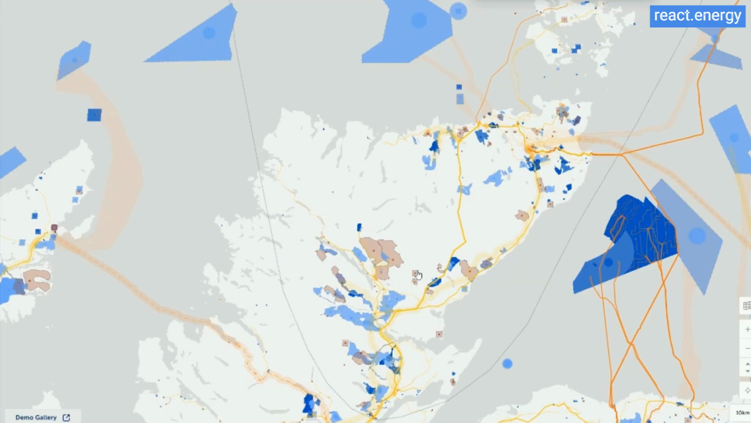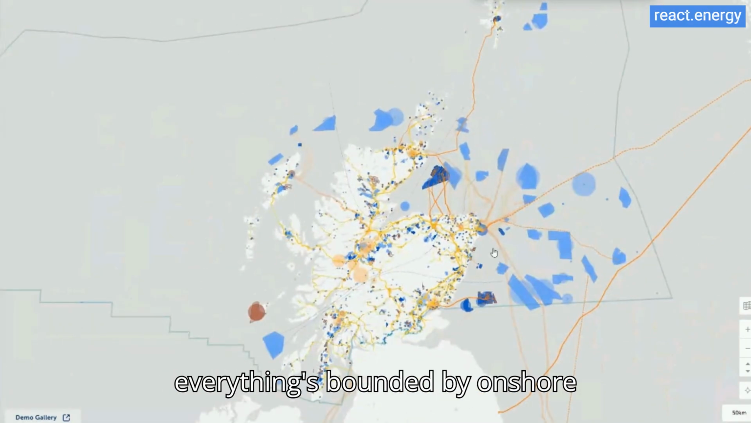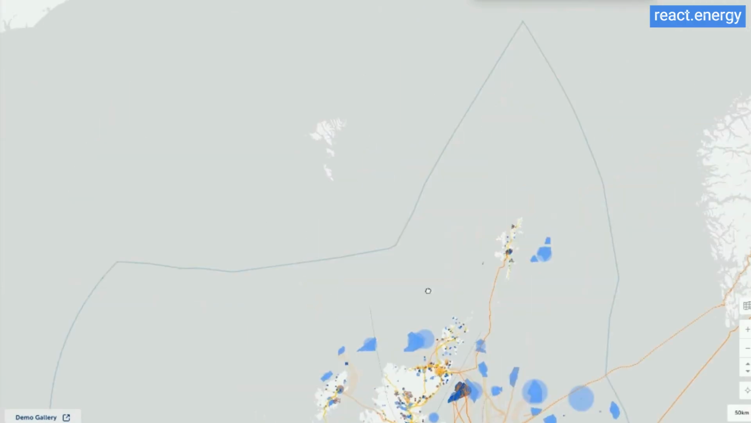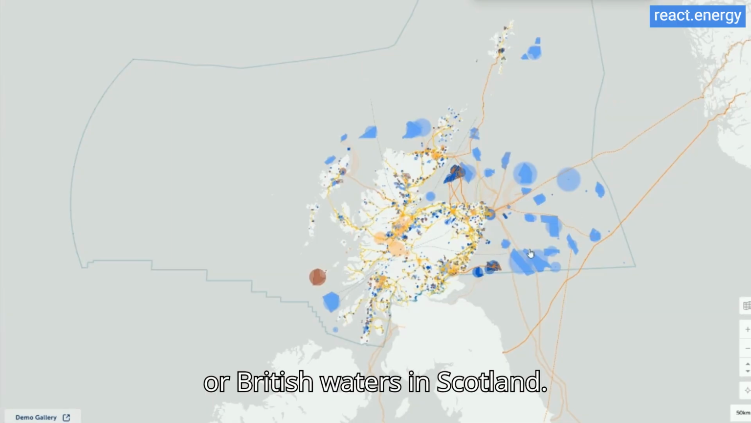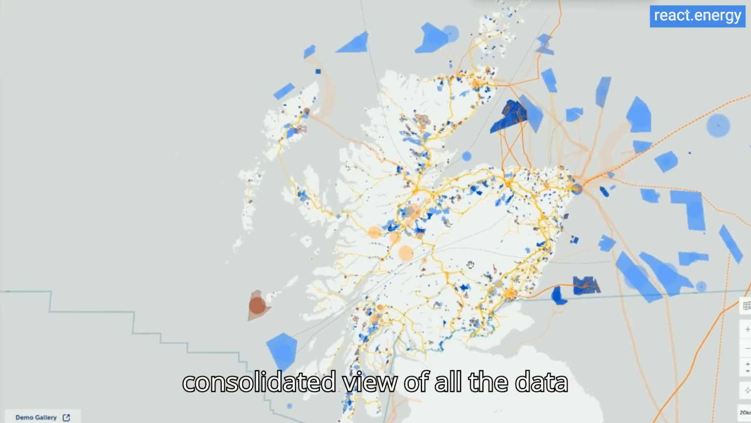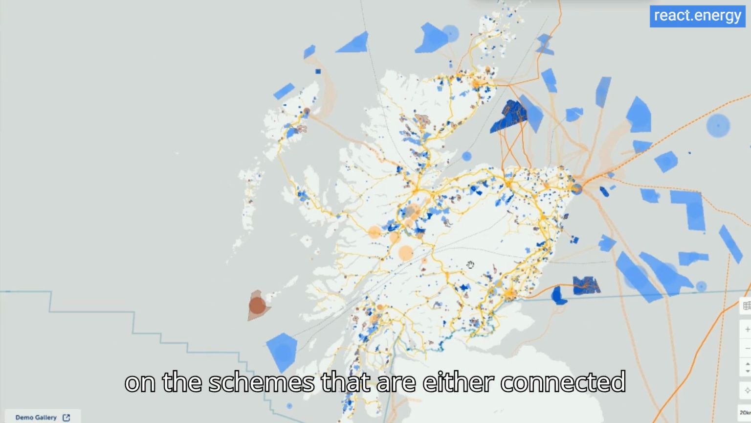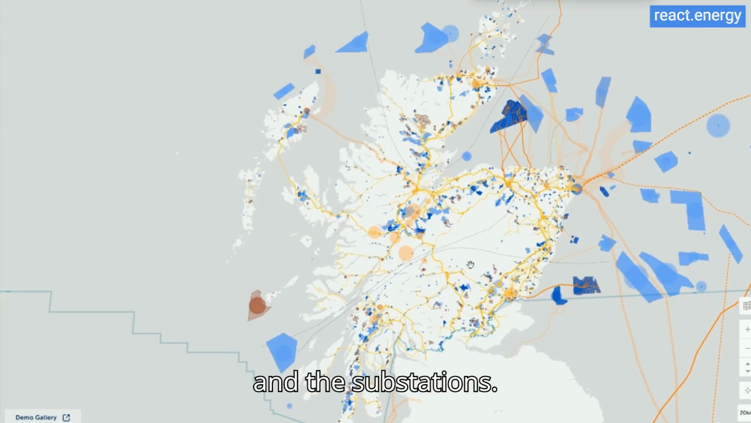By default, if you load up the map for the first time, what you'll see is that everything's bounded onshore by the SSEN license area, and then we've extended this offshore to the extent of British waters in Scotland. What this is meant to be is a consolidated view of all the data that we have access to on the network, on the schemes that are either connected to or looking to connect to the network, and the substations.